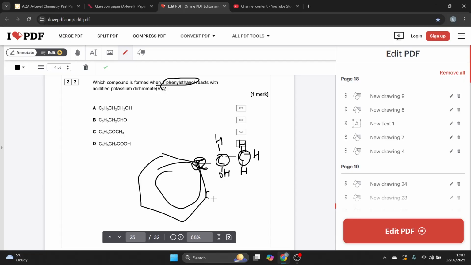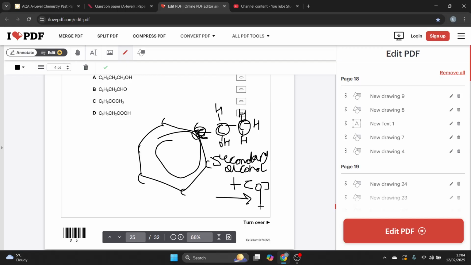Think about the structure, these are just carbons. 1, 2, 3, 4, 5, 6. Yeah, C6H5. So it's going to be a secondary alcohol because the carbon attached to the OH group is bonded to 1 and 2. Secondary alcohol. And I know that it reacts with acidified potassium dichromate, so therefore it's going to be oxidized to what? Well, secondary alcohols are oxidized to form ketones.